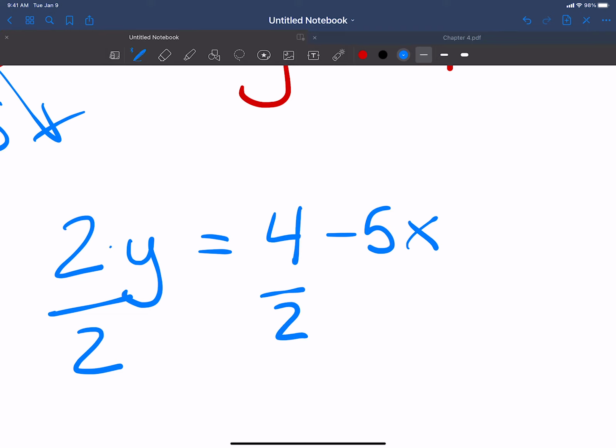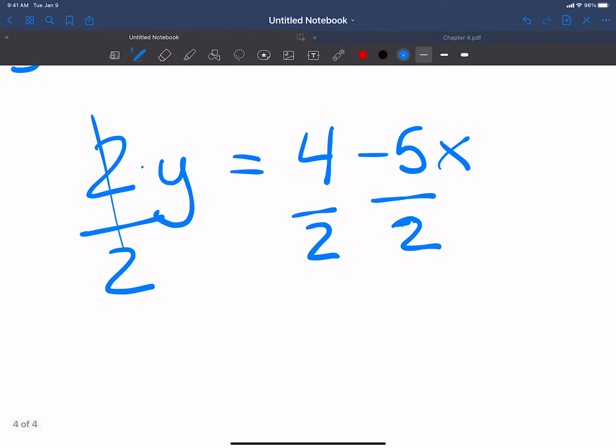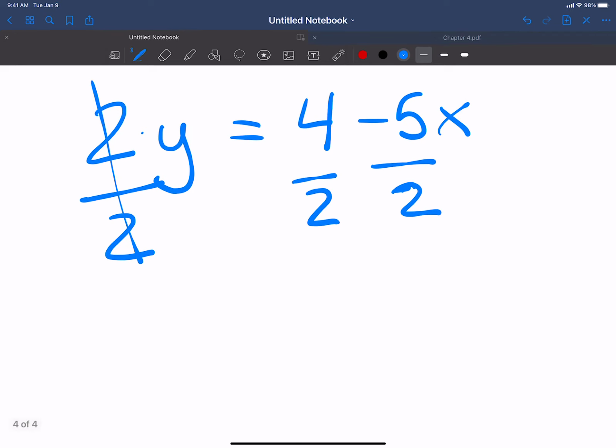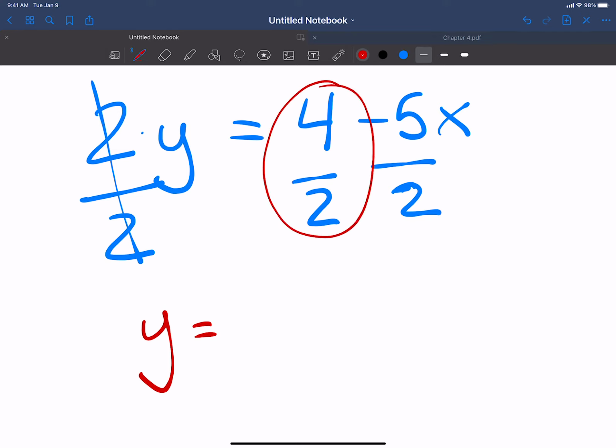Divide by 2. Divide by 2. Sorry, it's positive 2. Okay. 2 over 2, that's 1. It's gone. So I'm just left with y. What is 4 divided by 2? 2. What is negative 5 divided by 2? Well, a yucky, mixed number, right?